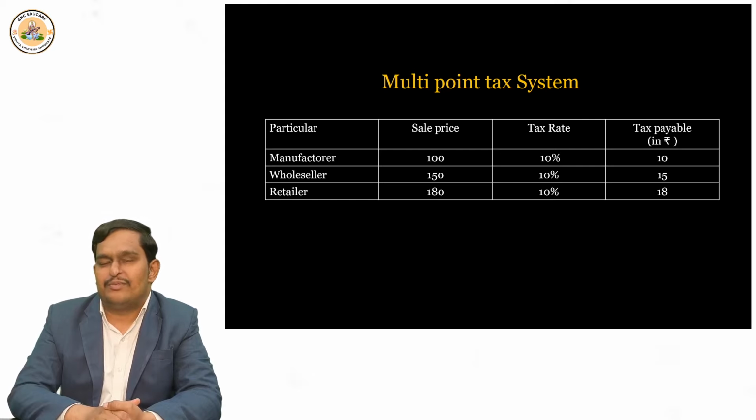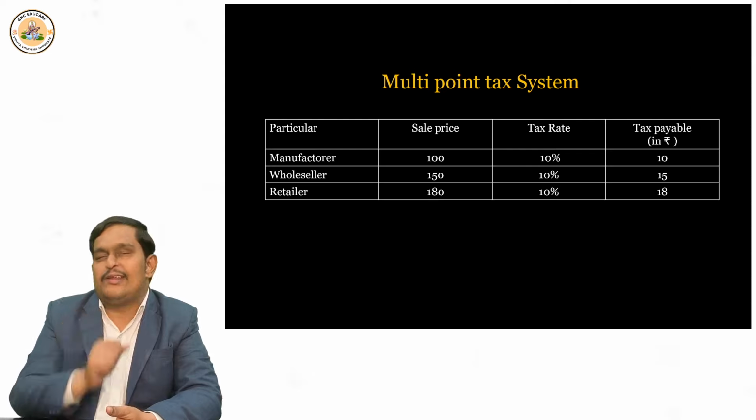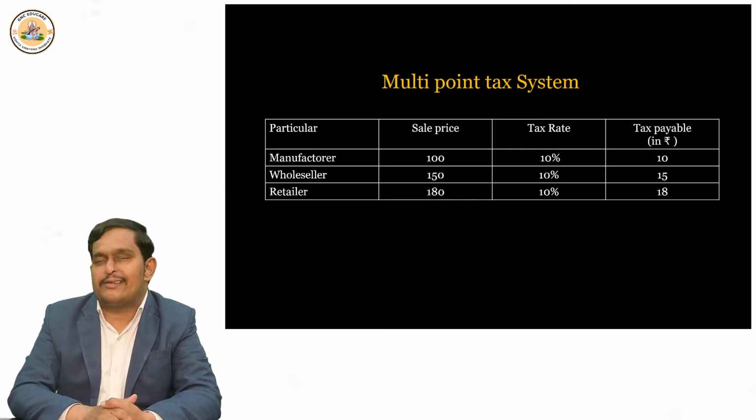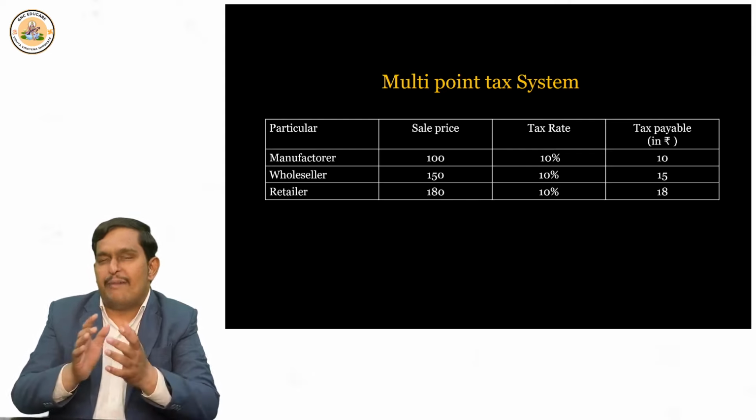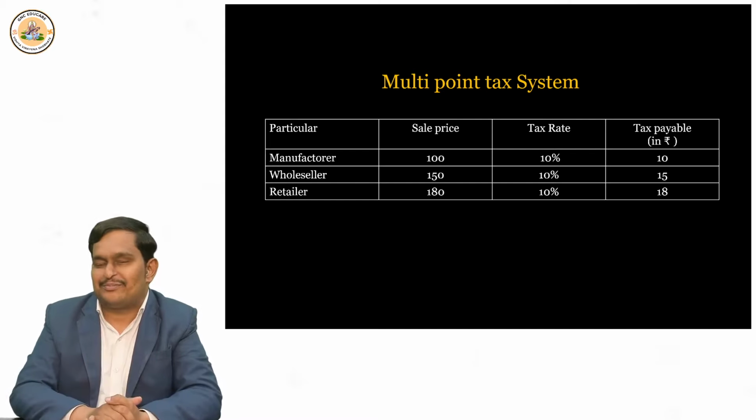Is it a good system? The government is super happy. Why? Because you see, 10 plus 15 plus 18, how much? 43 rupees tax the government is going to get. In the single point tax system, only 10 rupees. In the retail tax system, only 18 rupees. In the multi-point tax system, 43 rupees. Massive collection of taxes. But then, customers are not at all happy.